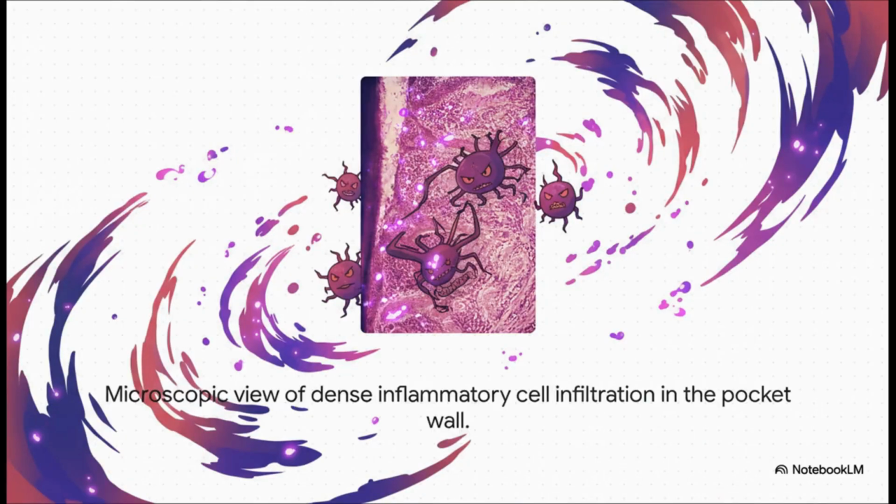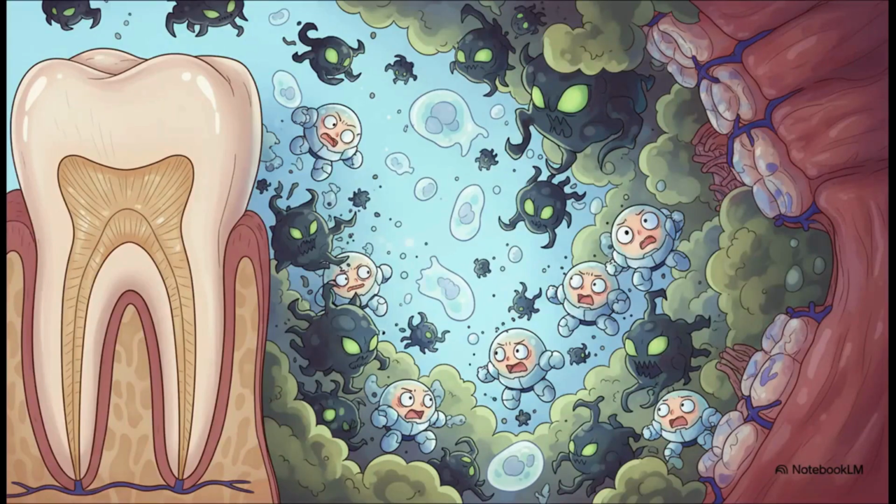This is a real slide. Look at all that dense, dark purple staining. Those are all the inflammatory cells that have just swarmed into the tissue, keeping that cycle of destruction going from the inside out. So the pocket itself becomes this reservoir of junk. It's filled with more bacteria, shed skin cells, inflammatory fluid, white blood cells, and often pus, which is basically just a soup of dead and dying white blood cells that lost the fight.